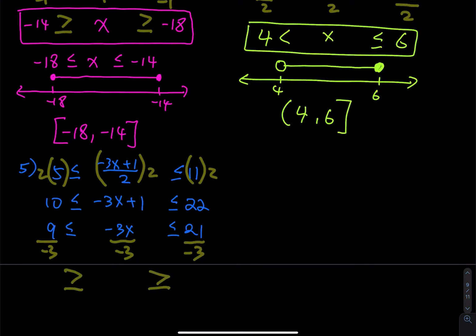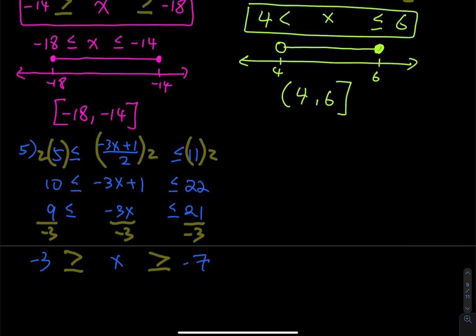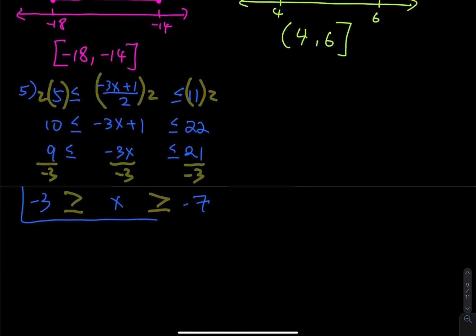So negative 9 divided by 3, 21 divided by 3. So we have a negative 3 greater than negative 7. Good. So that is my solution set. And then if you don't want to have a bigger number on the left, reverse that again. So negative 7 less than or equal to x less than or equal to negative 3. It's not a tough job to do.